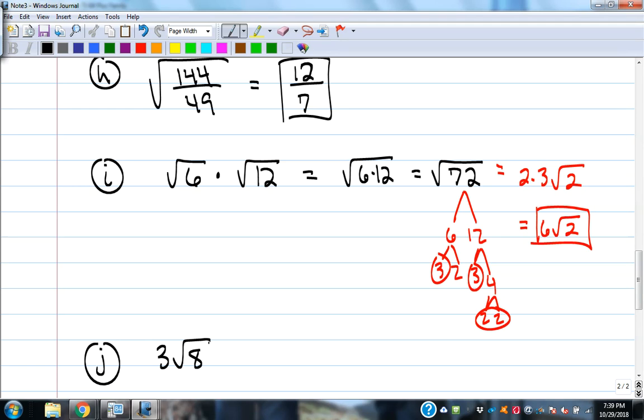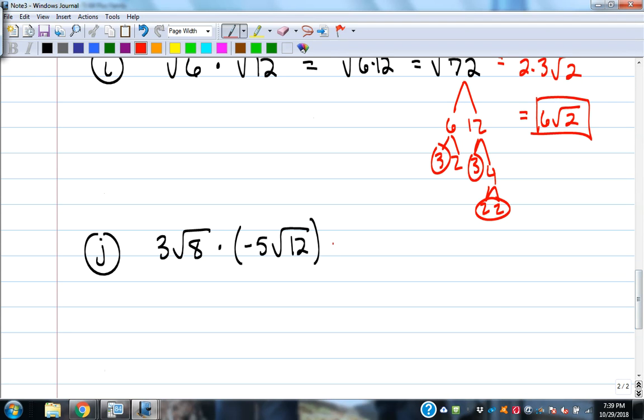We had 3 square root of 8 times negative 5 square root of 12. Outside times outside, inside times inside. 3 times negative 5, negative 15. 8 times 12 is 96. Which one of those am I going to break down?